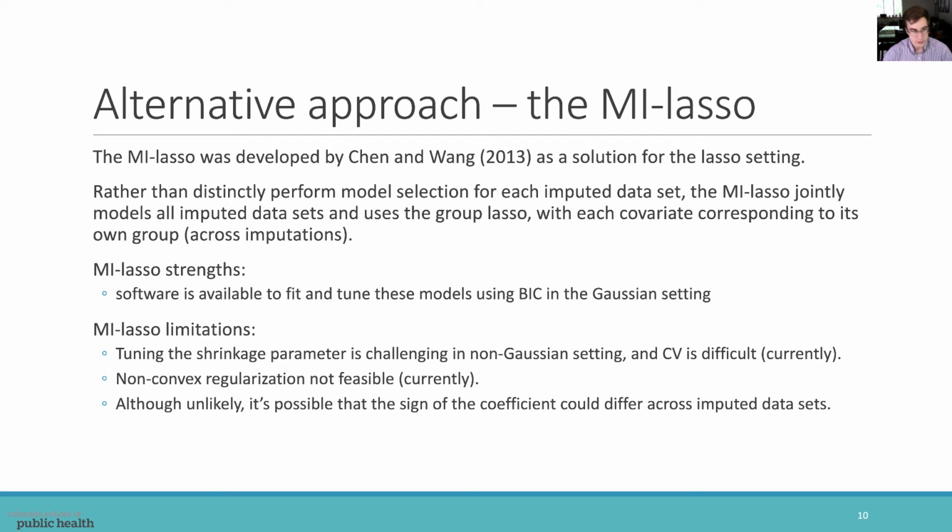So in addition to that as a strength, the MI lasso does have software available to fit and tune those models using BIC in the Gaussian setting. However, it's limited, currently anyway, in that it can't do non-convex regularization, and it's pretty difficult to do anything in the non-Gaussian setting, as well as do cross-validation.